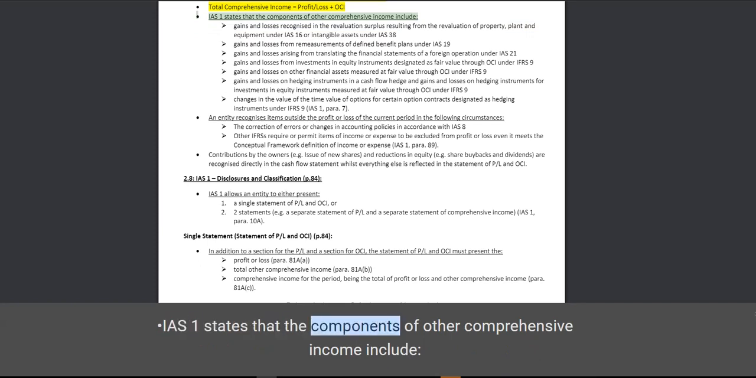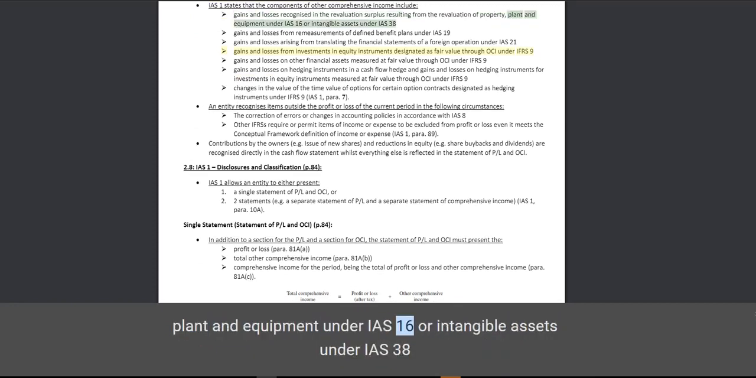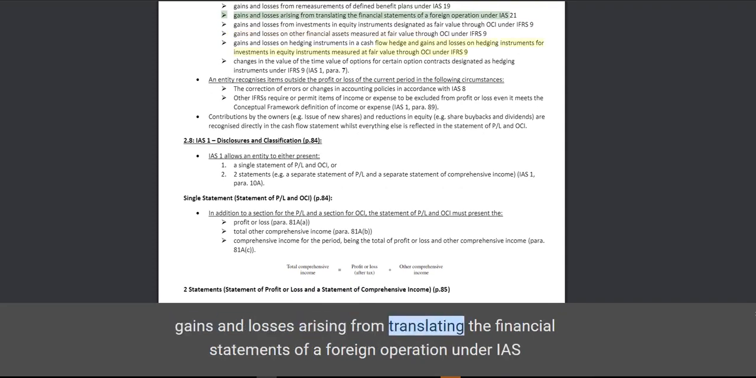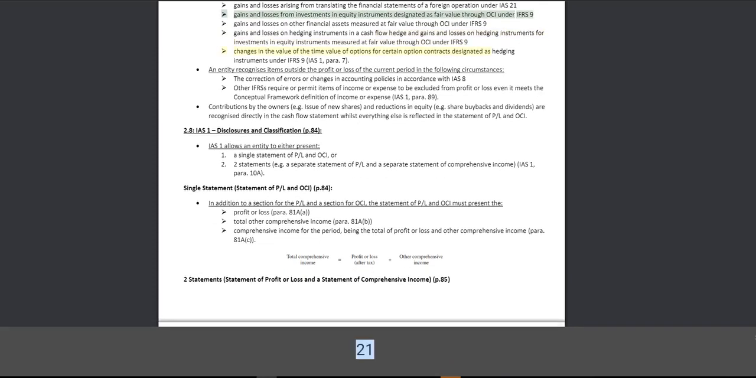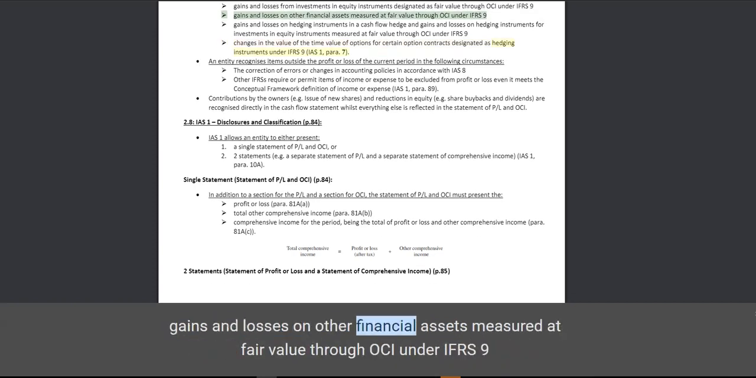IAS 1 states that the components of other comprehensive income include gains and losses recognized in the revaluation surplus resulting from the revaluation of property, plant and equipment under IAS 16 or intangible assets under IAS 38. Gains and losses from remeasurements of defined benefit plans under IAS 19. Gains and losses arising from translating the financial statements of a foreign operation under IAS 21. Gains and losses from investments in equity instruments designated as fair value through OCI under IFRS 9. Gains and losses on other financial assets measured at fair value through OCI under IFRS 9.